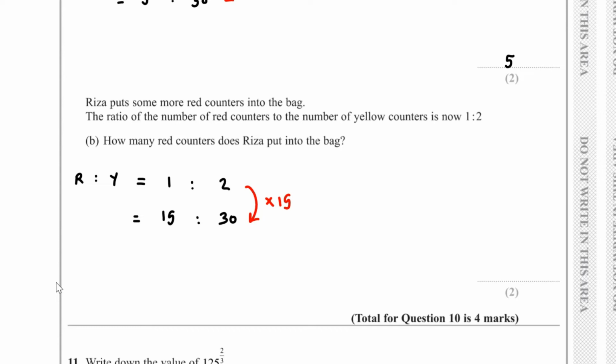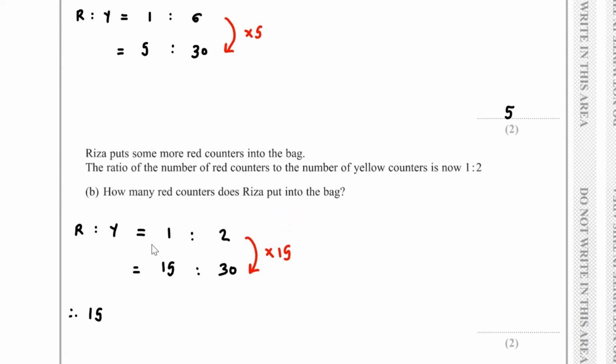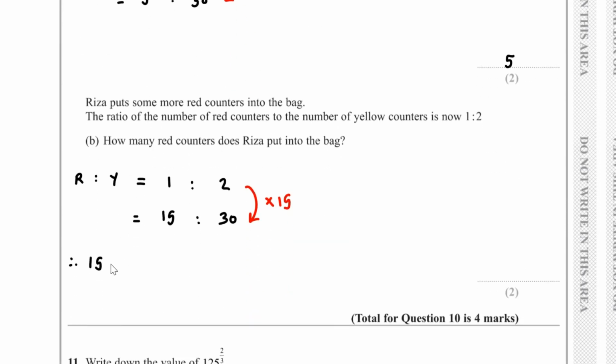And therefore, the amount of red counters she put into the bag, we have 15, which is the amount of red counters now, minus the 5, which is the amount of red counters before, which is 10. So she put 10 red counters in the bag.